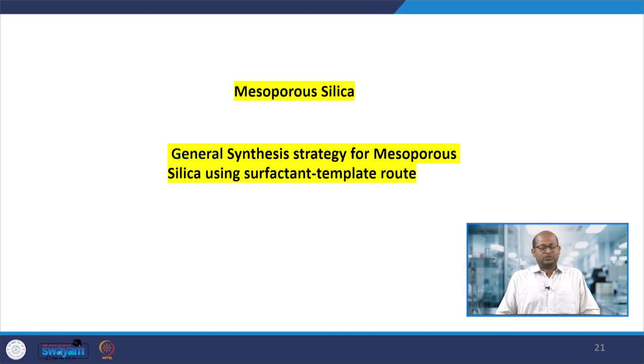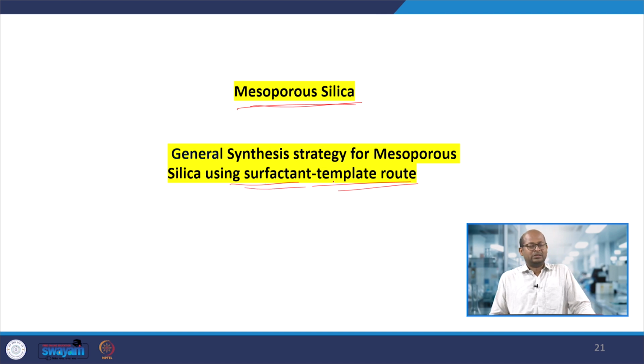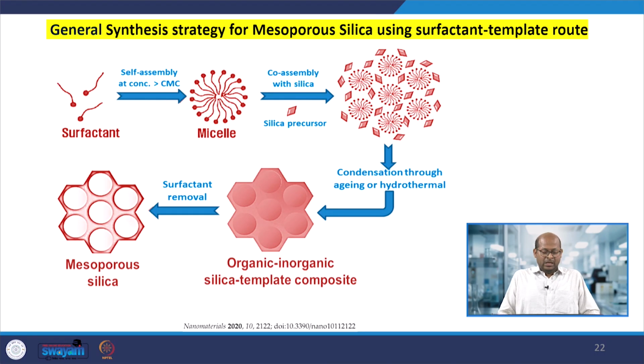Okay. So now silica, I also mentioned, is a similar type of material. These materials can also be prepared by the surfactant template route, but this material is a little bit different from the aerogels that we have already discussed. So these materials we can prepare by the surfactant template route.